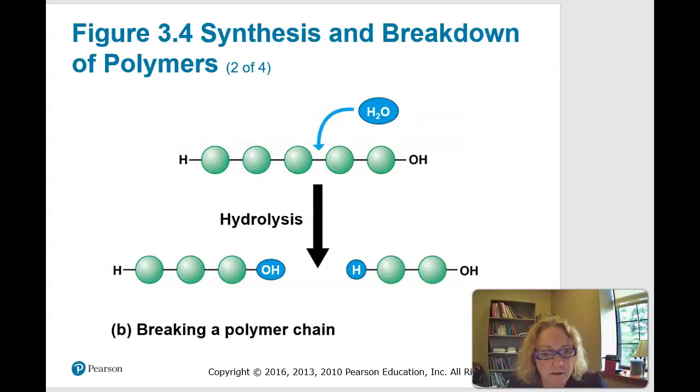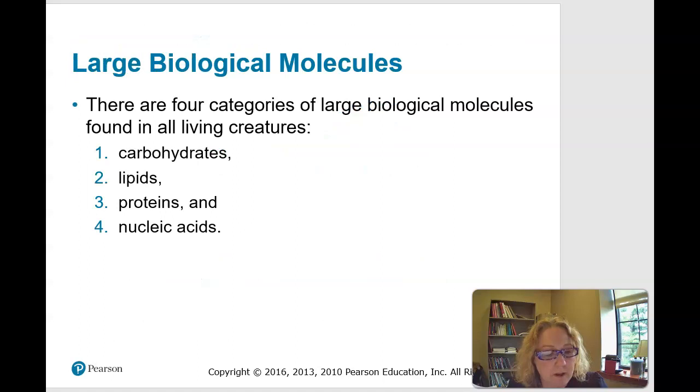So, again, if we want to break them down, the water gets added, and it breaks this bond, and you get a breaking down of a polymer back into a monomer, into one. This is two, but that's what it would do, is break it down back into one.